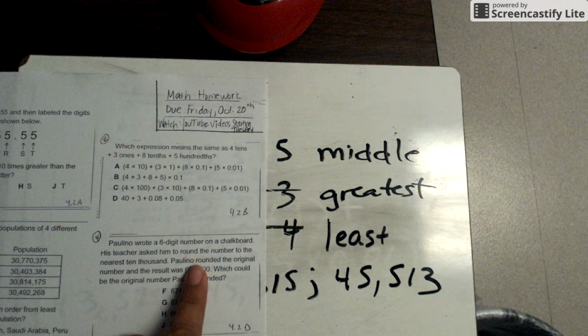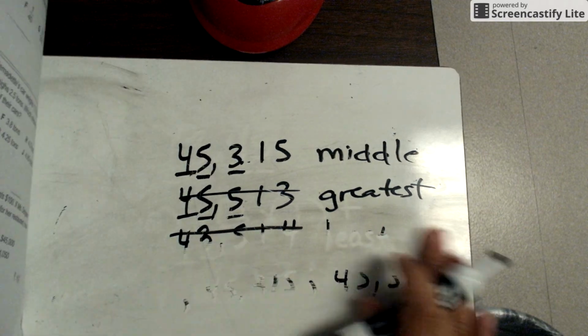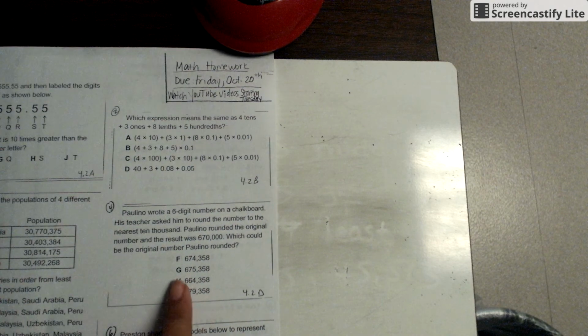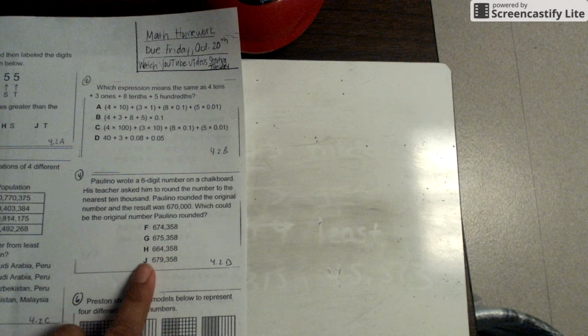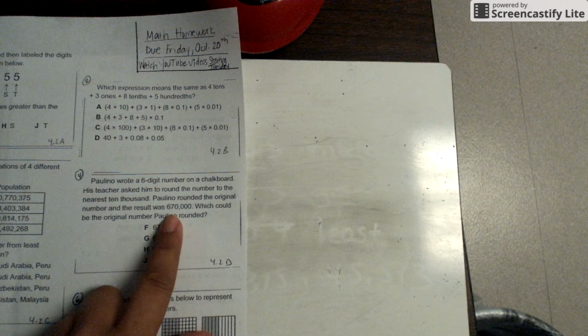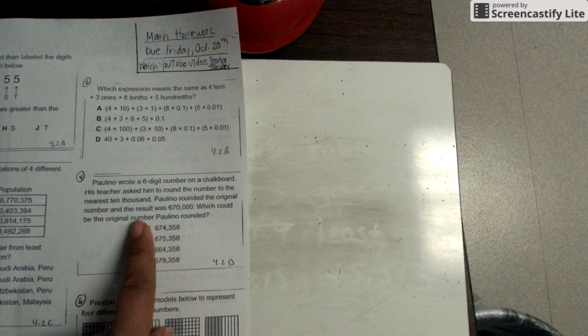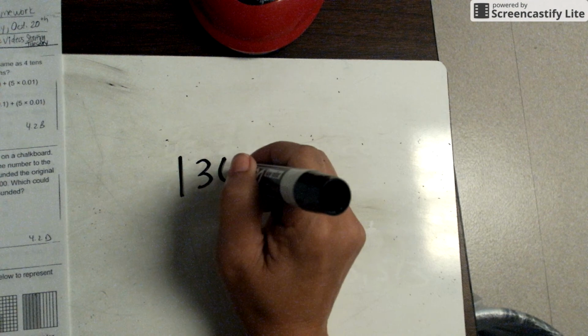Okay, on the last problem, I noticed that it says the word round, and it says to round to the nearest 10,000s place. So again, I know in last week's video, I showed y'all the strategy that we've been using for rounding. Basically on this problem, you're going to have to round all 4 of these answer choices until you get the answer choice that rounds to 670,000 when you round to the nearest 10,000s place. So it's going to take a lot of work on your part. You're going to need to round all 4 answer choices to the nearest 10,000s place and then see which one rounds to 670,000.